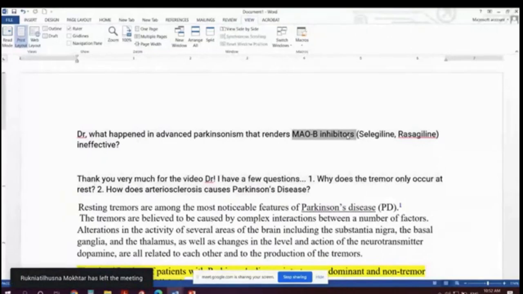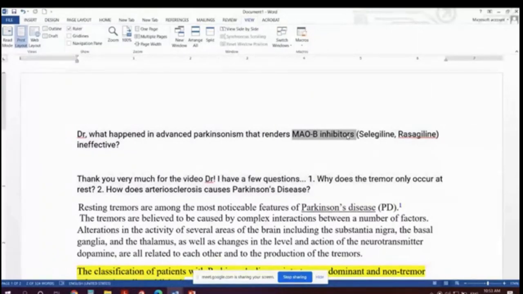Yes. So what happens in advanced Parkinsonism? What do you expect, at least? There's a decreased level of dopamine. Yes, there will be a significant degeneration of the basal ganglia, right? So there will be a marked decrease in the amount of dopamine. So now they are not going to be helpful, because they only preserve the amount of dopamine, which is already less, already not enough.